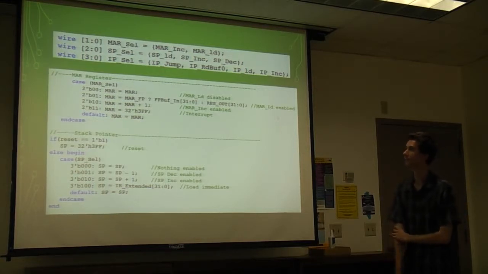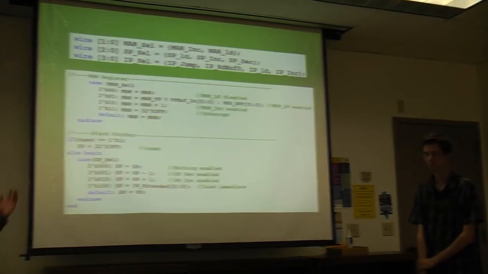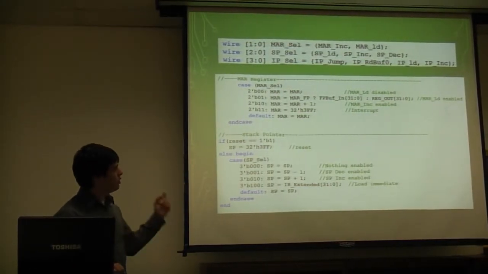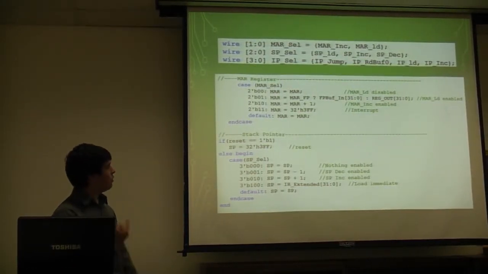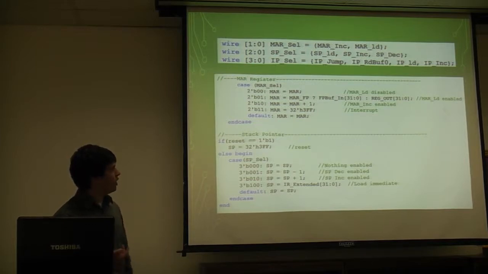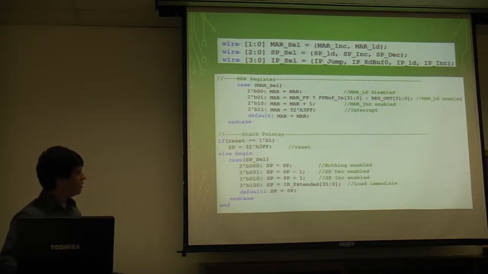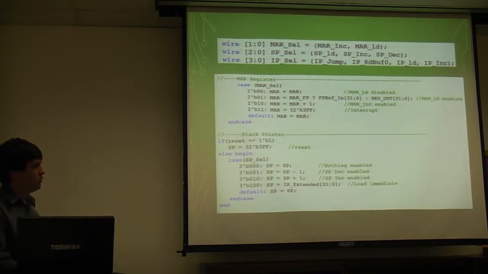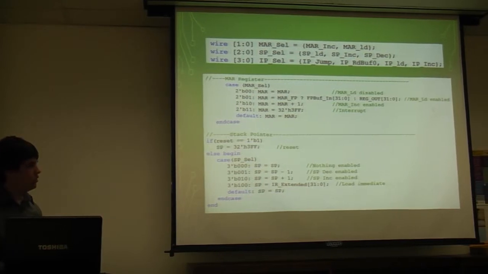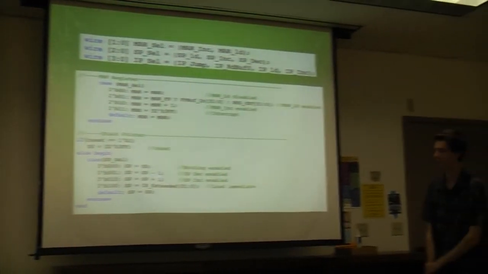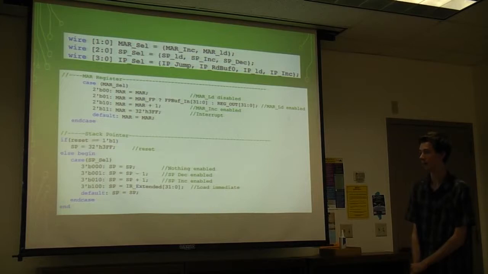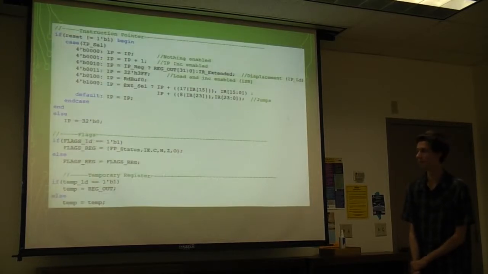Okay. Now, for the MAR, the memory address register, we implemented a case statement. So the MAR will either stay the same, take input from either the integer data path or the floating point data path, increment, or if it's an interrupt, it will automatically set to 3FFX. Because that's where we have the ISR. Yes. And then the stack pointer on reset, it also gets 3FF for the ISR. And they can decide between keep staying the same, decrementing, incrementing, or getting IR extended for the load immediate instructions.